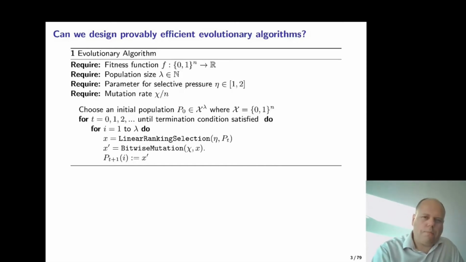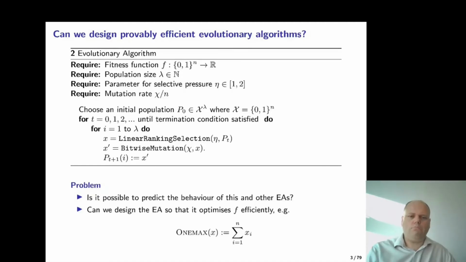Most often with research in these algorithms we implement the algorithm and we do some experiments and collect some statistics. What we're interested in doing here is instead to see if we can prove something about this algorithm. Can we prove that this algorithm is efficient for various types of fitness functions?